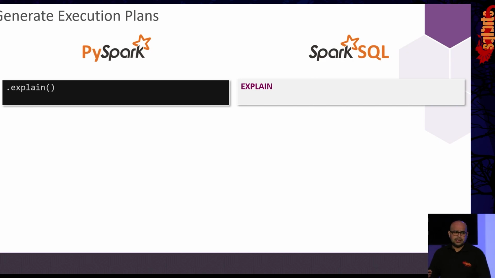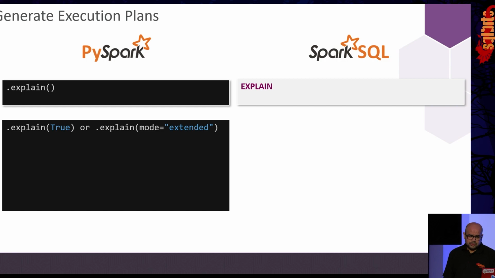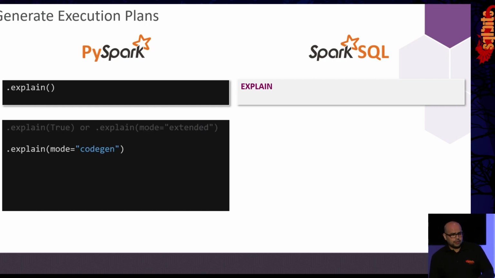Without any arguments, it will give you the physical plan. If you apply an argument to it, so you can have true or extended, it will give you both the logical as well as the physical plans. And then there are also other commands that you can apply to it. You've got codegen, which is basically going to give you the physical plan, and show you the code that's generated underneath it, that gets sent to your application.